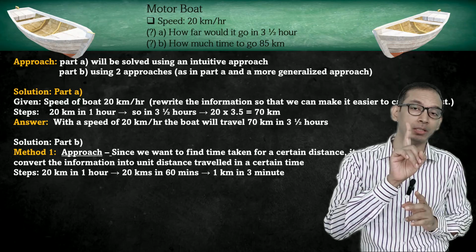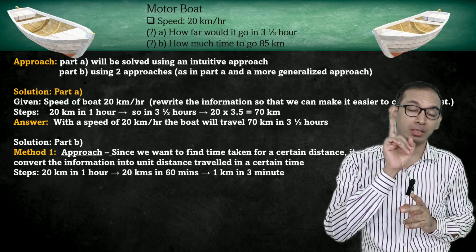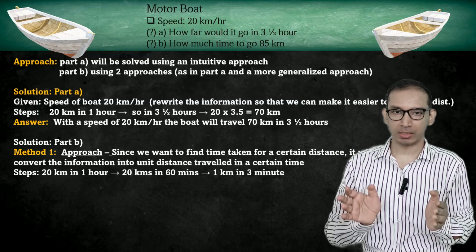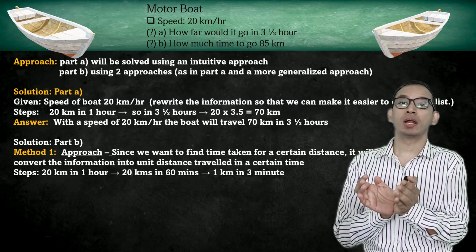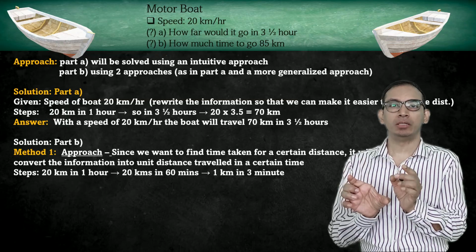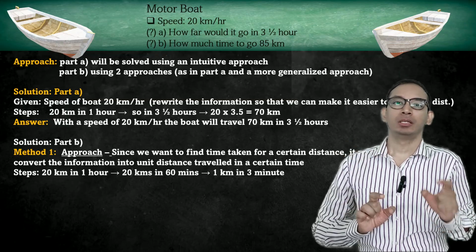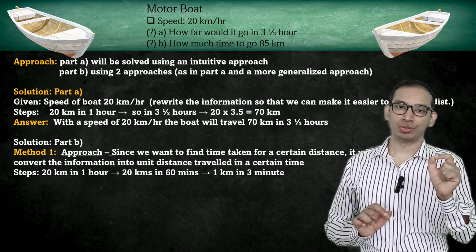So once again, 20 kilometers in 1 hour, that means 20 kilometers in 60 minutes. So for 1 kilometer, the boat takes 3 minutes to travel 1 kilometer. 20 kilometers in 1 hour, so 20 kilometers in 60 minutes. So each kilometer, the boat takes 3 minutes to travel.